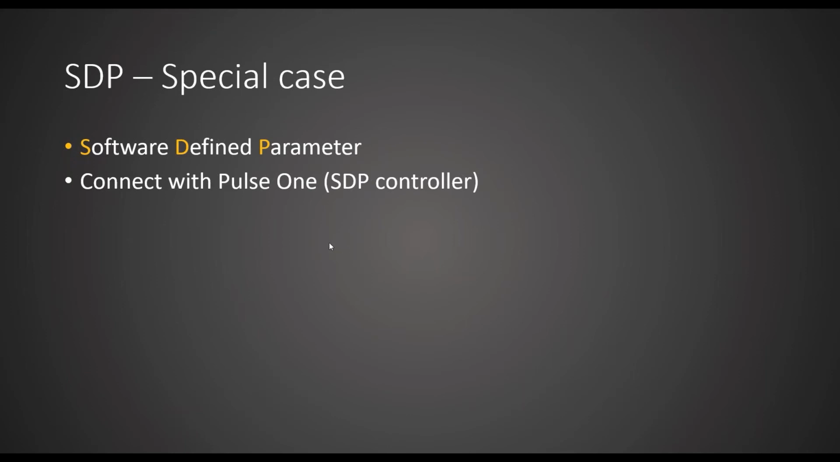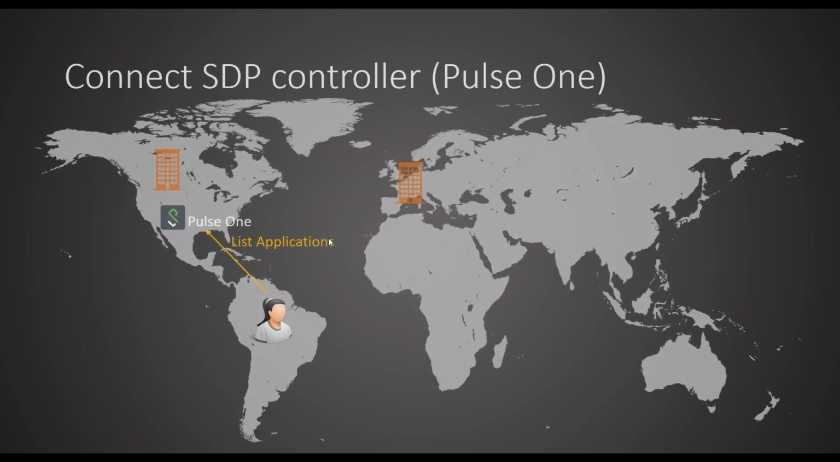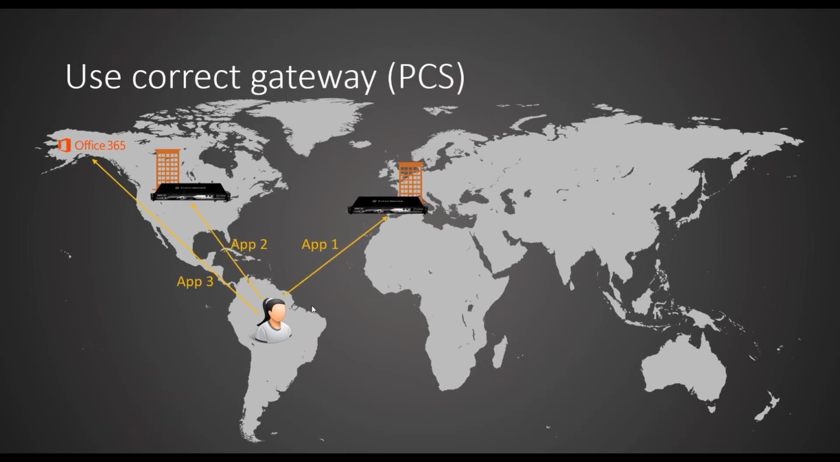What does that mean? We are going to offer a list of applications that the user can use via an SDP controller. So this SDP controller is actually integrated into Pulse One. Pulse One is the cloud environment of PulseSecure, where all your boxes can be attached to, and from where we can have an overview and do a backup of all our different boxes. So as a user, you will connect to Pulse One, and Pulse One will see which applications you can use and where they are. Even if they are in different regions, it can offer you the application that you can use with some extra security depending on where you come from.